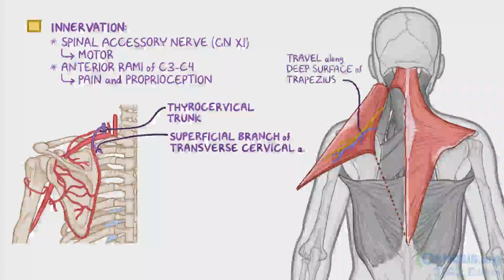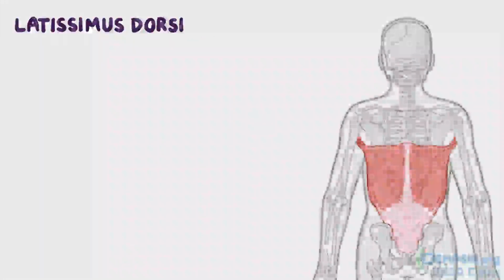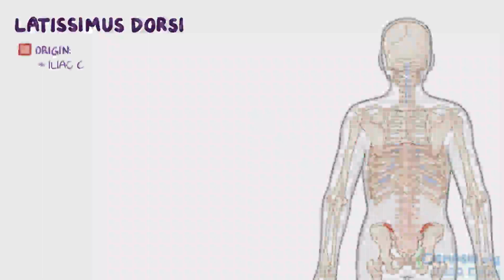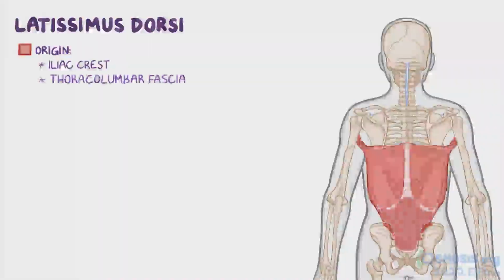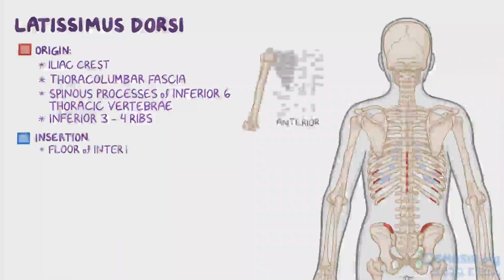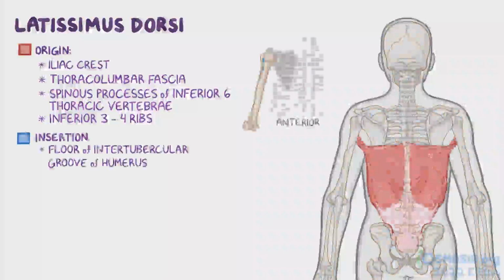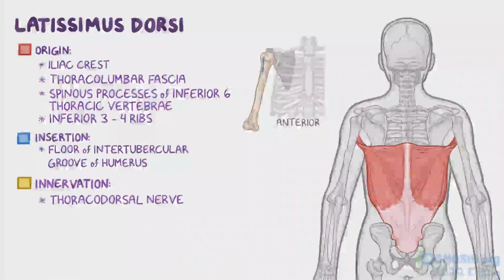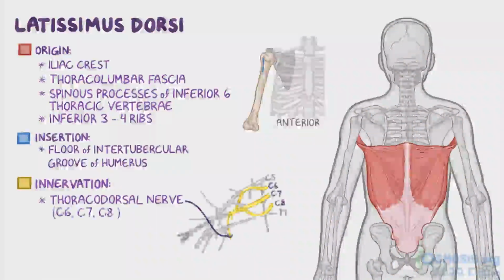The second superficial muscle is latissimus dorsi, which extends from the trunk to the humerus, acting directly on the glenohumeral joint and indirectly on the pectoral girdle. The latissimus dorsi originates on the iliac crest, thoracolumbar fascia, spinous processes of the inferior 6 thoracic vertebrae, and the inferior 3 or 4 ribs. Distally, the latissimus dorsi inserts on the floor of the intertubercular groove of the humerus. The latissimus dorsi is innervated by the thoracodorsal nerve, which consists of fibers from the anterior rami of C6, C7, and C8.